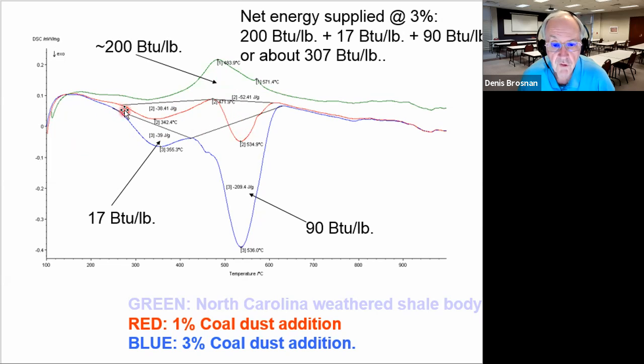When we went up to 3% coal, you can see this typical early combustion that gave us 17 BTUs per pound of brick clay. And then we added the higher temperature combustion of the coal at 90 BTUs per pound. Now, these are finely powdered materials in a laboratory instrument that's heating at a pretty good heating rate. Obviously, that takes longer to take place within a product.